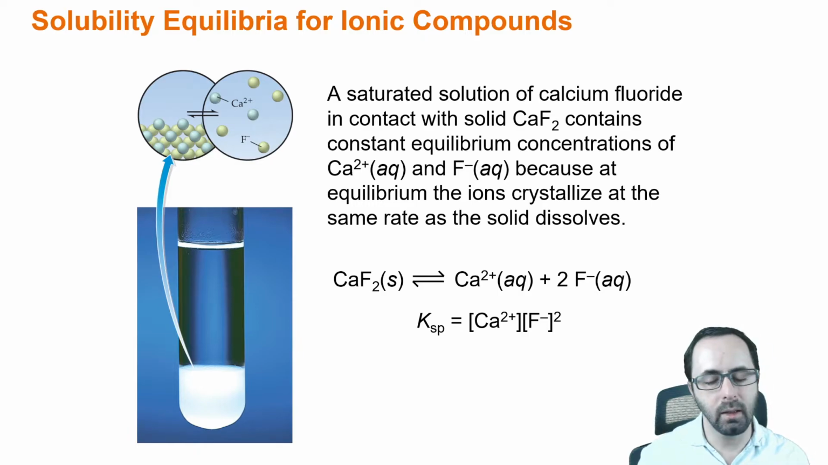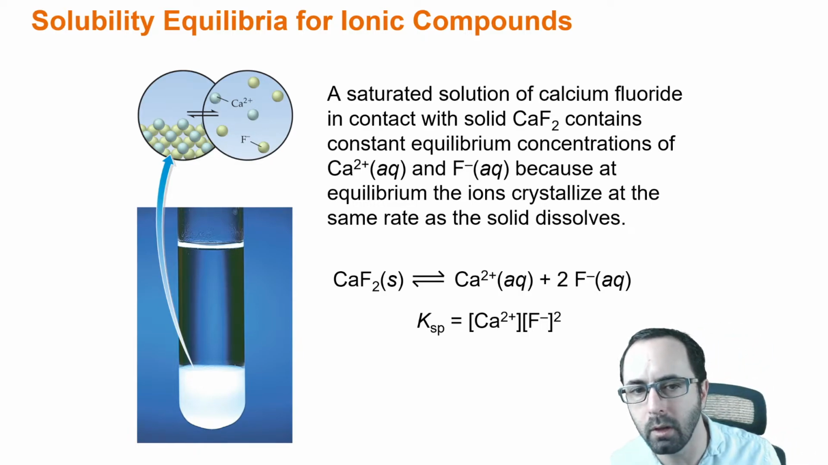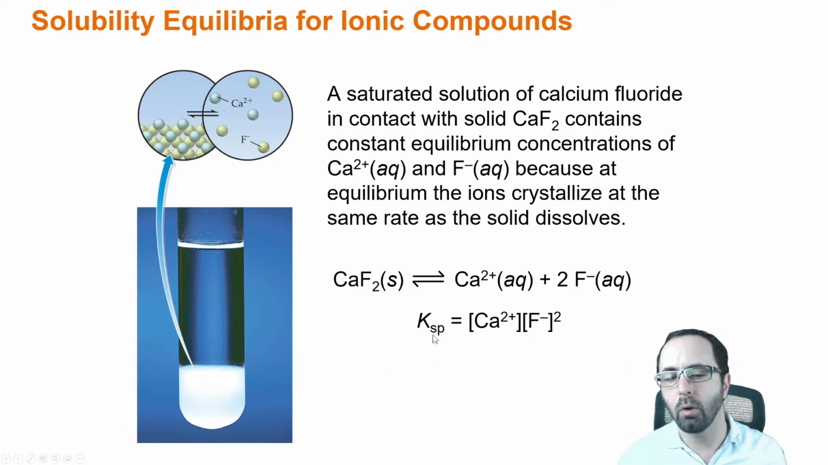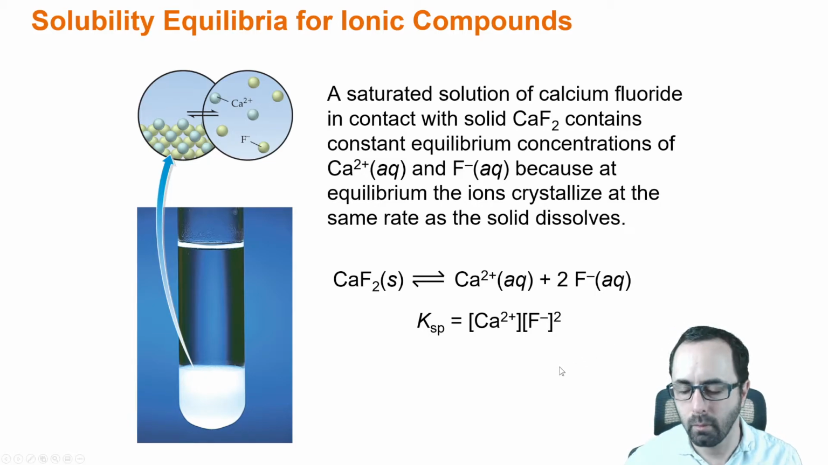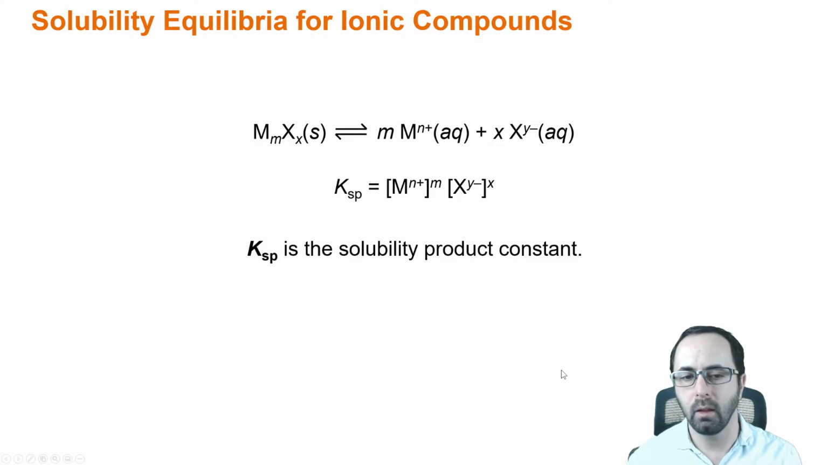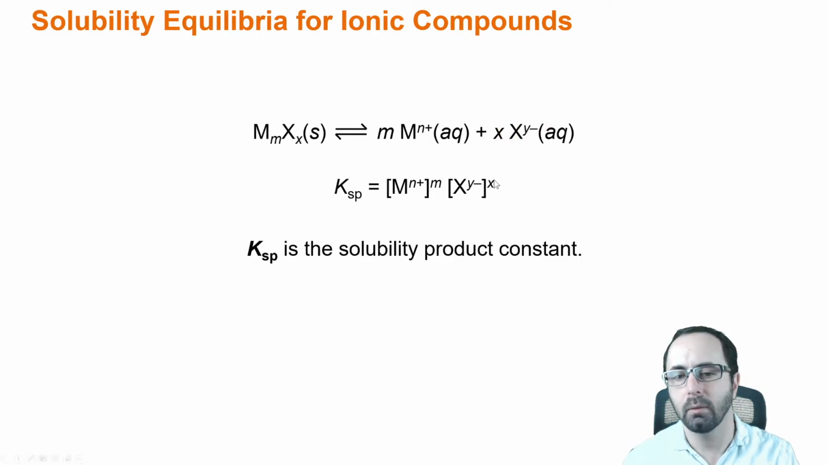This K, you write it just like any other, but it gets a special name. It's called the solubility product constant. It's the K for a reaction in which a solid dissolves and separates into its respective ions in water. In general, the equation will look like this. You'll have some metal and a negative ion along with it, and it will separate, creating the subscript number of metal ions with its charge, and then the subscript number of the non-metal ions with its charge. The KSP is just going to be the metal ion to its respective coefficient in the balanced equation, times the non-metal ion to its respective coefficient in the balanced equation. The K for this reaction is called KSP, the solubility product constant.